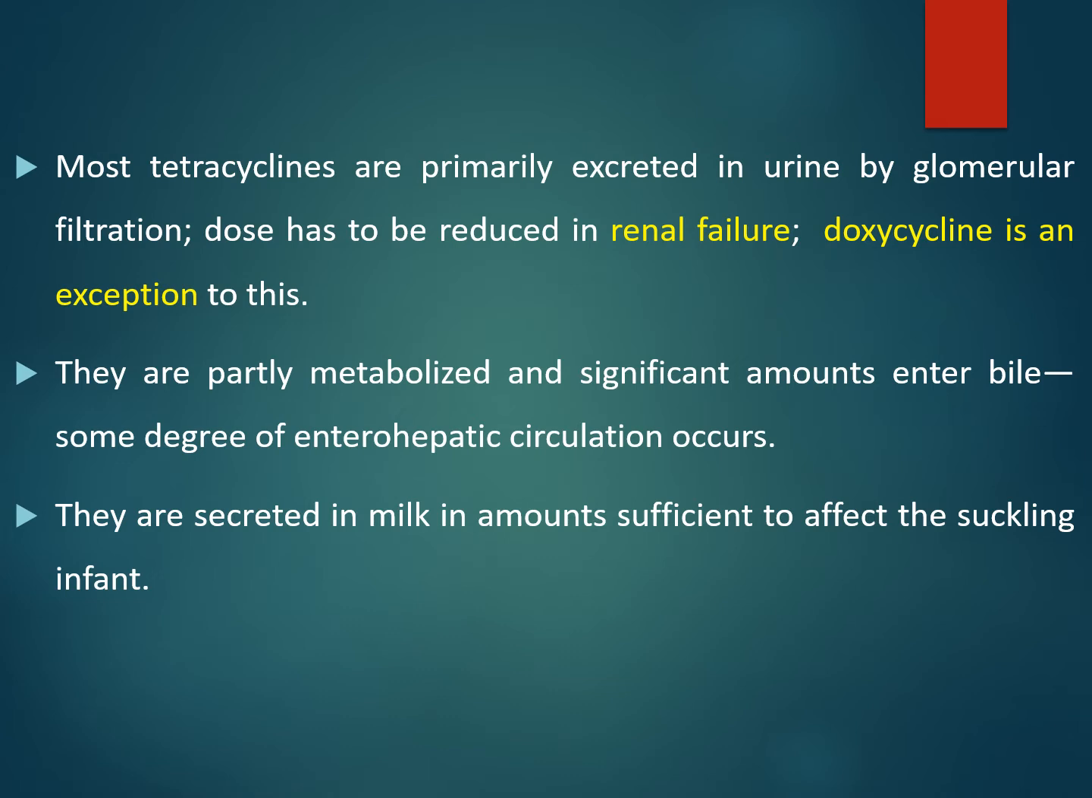Most tetracyclines are primarily excreted in the urine by glomerular filtration. So the dose has to be reduced in renal failure. In a renal failure patient, it is better to avoid tetracycline and go for any other alternative. We have only one exemption, that is doxycycline. Doxycycline is excreted through the GIT, that means stool. So there won't be any problem using it in a renal failure patient.